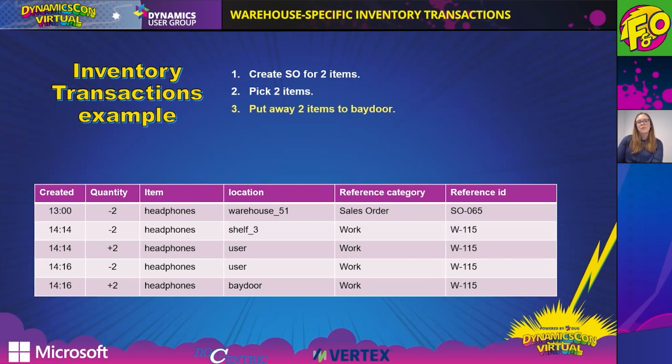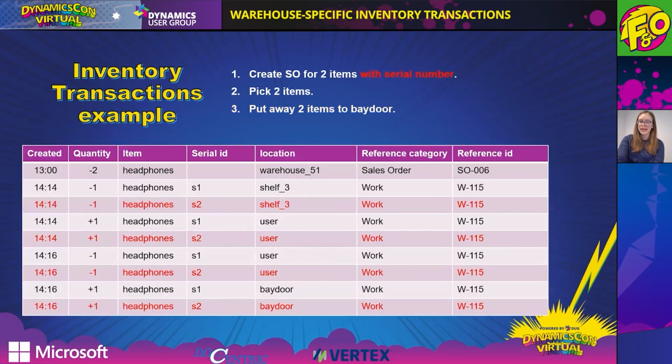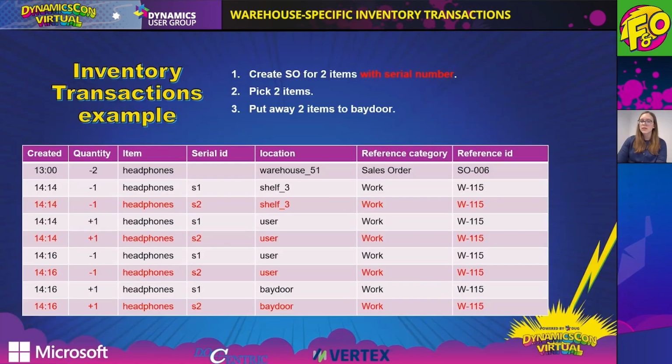But what would happen if these headphones were serial tracked items? What if each piece had a different serial number? This case would look like this. We have 4 more inventory transactions, and adding 1 more serial number produces 4 more inventory transactions. Imagine we had 100 more headphones. It would be 400 more transactions, and I haven't even thought about using staging, which would increase it even more. I think you can already see where this is going.